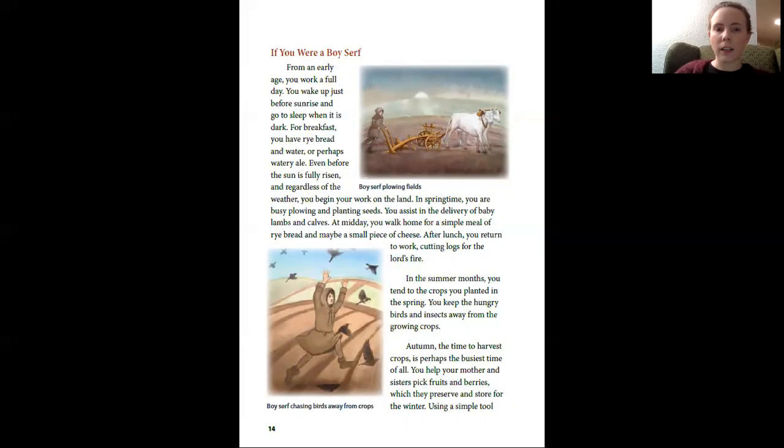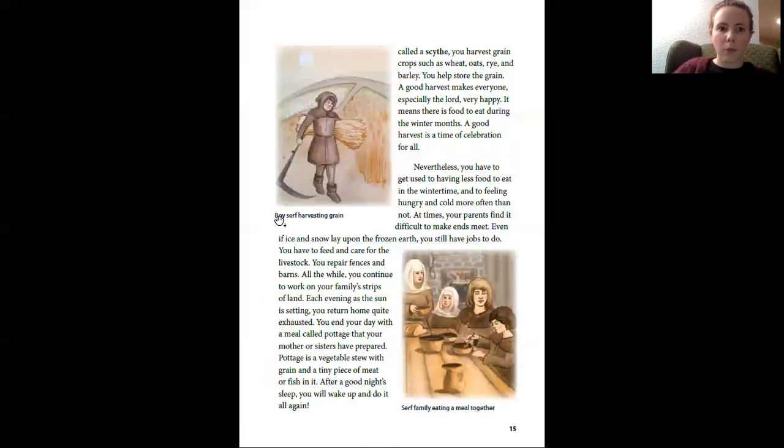So let's go back and look at these illustrations. Remember, there's no photographs at this time. Cameras did not exist, so we only have illustrations to see details of their lives. And this caption shows us this is a boy serf plowing the fields using some cows or cattle to pull this plow from the past. And the boy serf chasing birds away from crops. Here, the boy serf is harvesting grain using that tool that we talked about, the scythe.